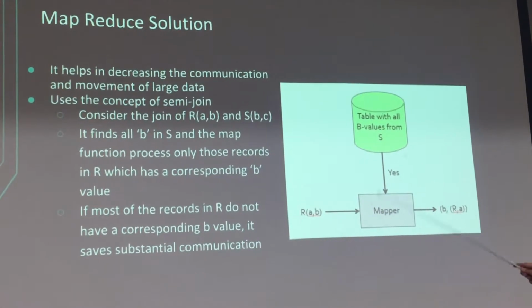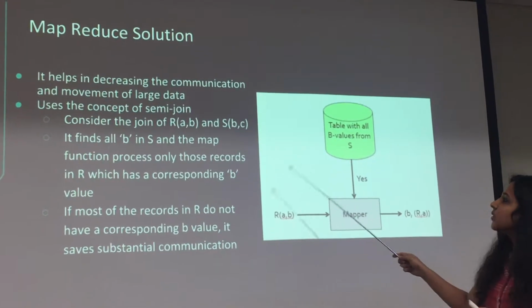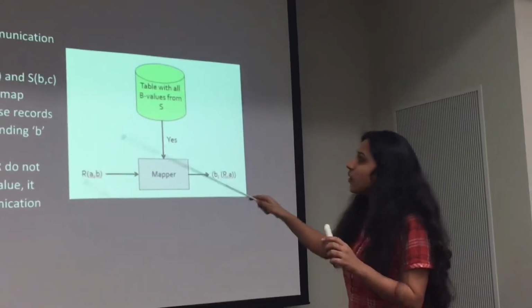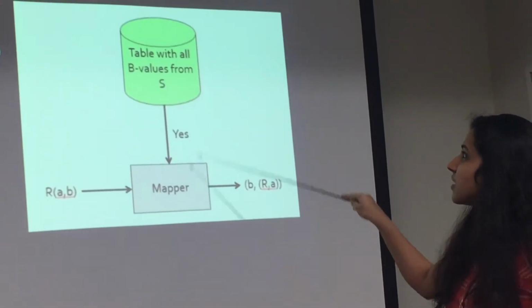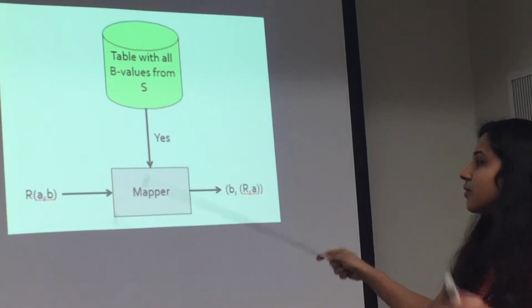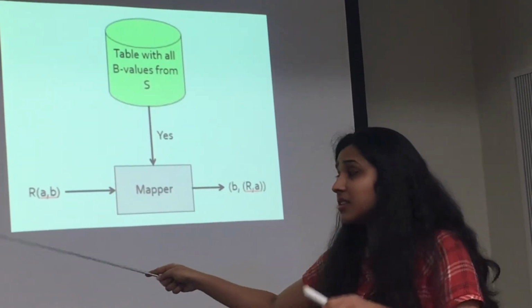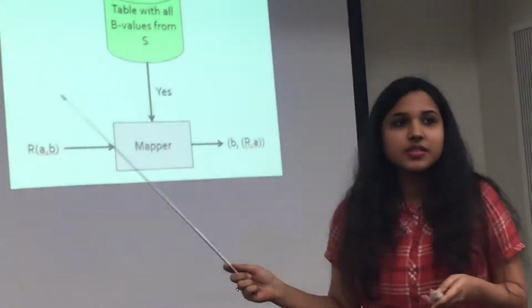So let's just consider an example of join, where we join two tables, R(A,B) and S(B,C). In the semi-join process, what it does is, it first finds all the B in S and maps only those elements from R which have a corresponding B in S. So if at all we don't have a corresponding B, it won't send it to the reducer path. So if most of the records in R do not have a corresponding B value, it will save substantial communication.